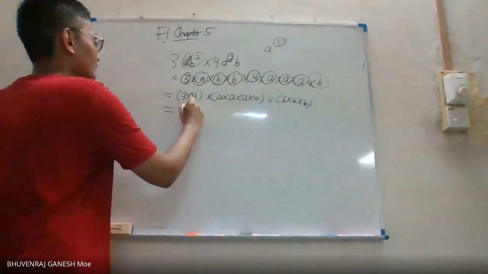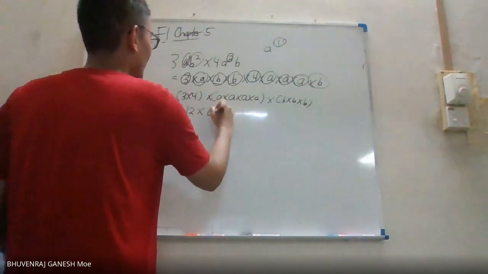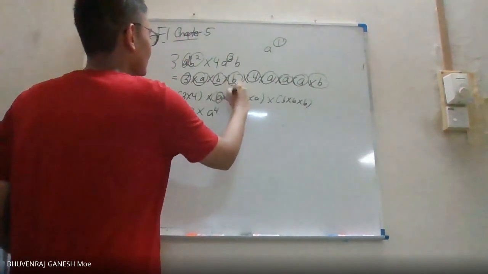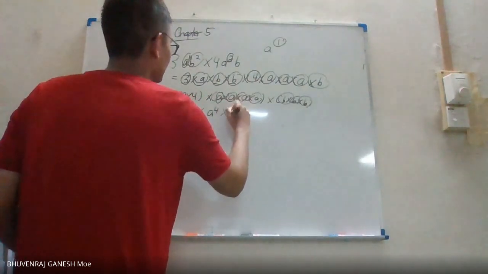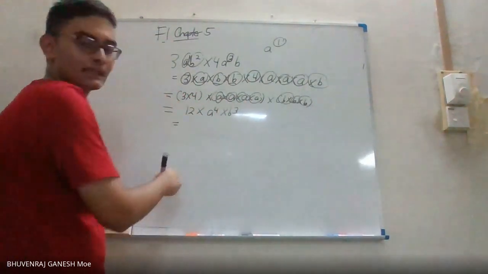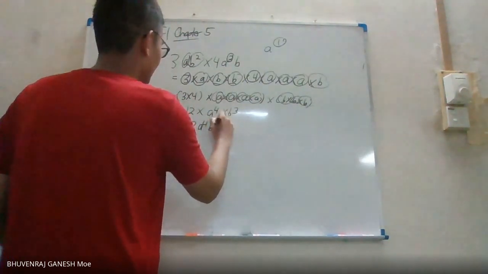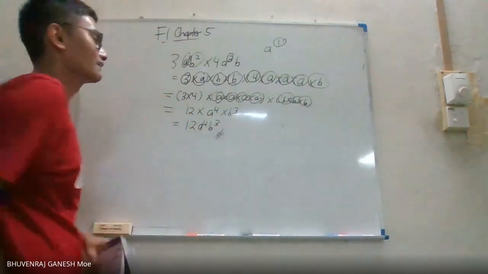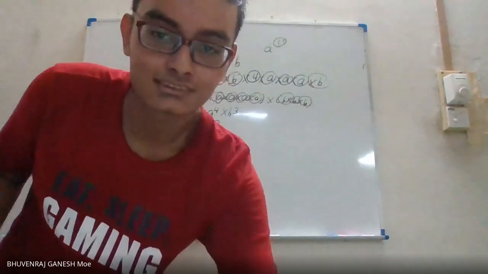So you can simplify this 3 times 4, 12, and then times A power 4, because there's 4 times, and then times B cubed 3 times. So usually we won't write this time sign, so we will convert the time sign, just write like this. So this is the longer method of understanding this whole thing. So you understand now?